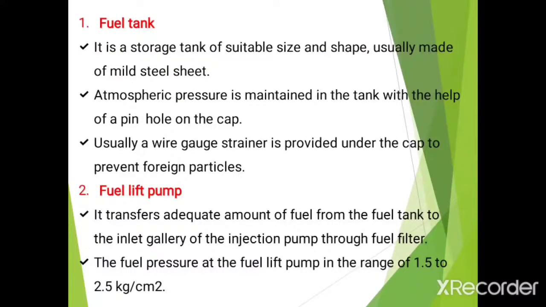Now let's see the working of these different components. First one, that is the fuel tank. It is a storage tank of suitable size and shape, usually made of mild steel sheet, and the atmospheric pressure is maintained in the tank with the help of the pinhole on the cap. Usually a wire gauge strainer is provided under the cap to prevent the entry of foreign particles into the fuel tank.